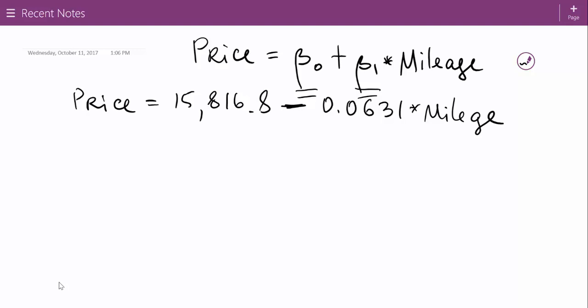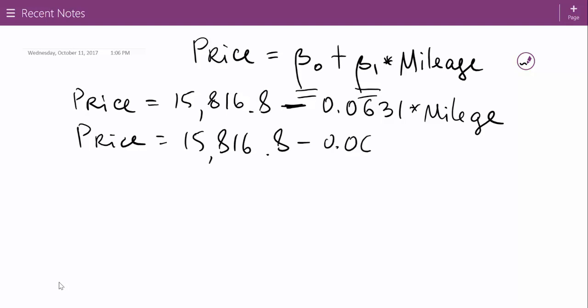So knowing this model, I can predict any car's price. For example, let's say I have a vehicle with 10,000 miles on it. Then what's the price going to be? Well, very easy. In order to predict the price, all I have to do is take 10,000 and plug that into the equation, minus 0.0631 times my mileage, which is just straight mileage right in my file.